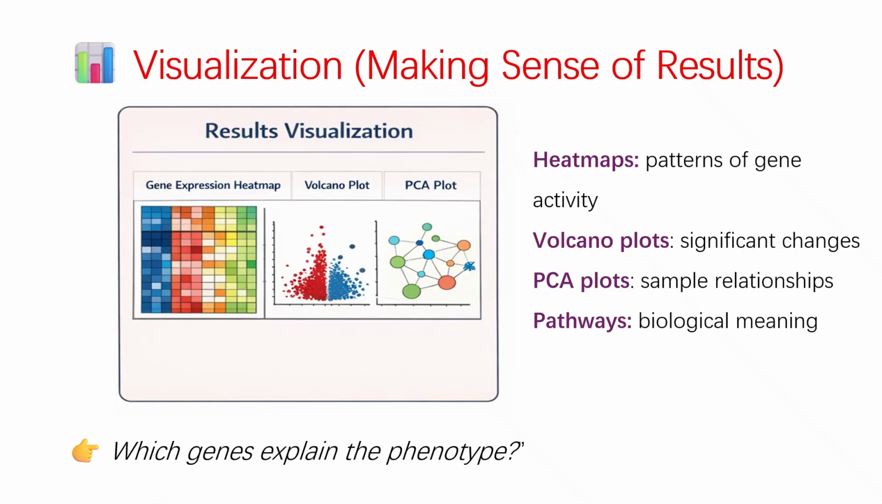But numbers alone don't tell a story. We visualize the results. Heat maps, patterns of gene activity. Volcano plots, significant changes. PCA plots, sample relationships. Pathways, biological meaning. Now we can finally answer, which genes explain the phenotype?